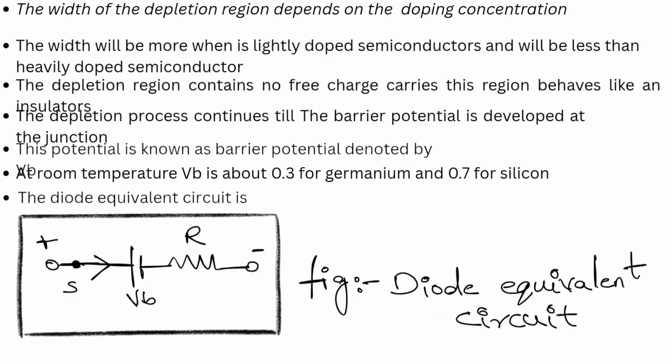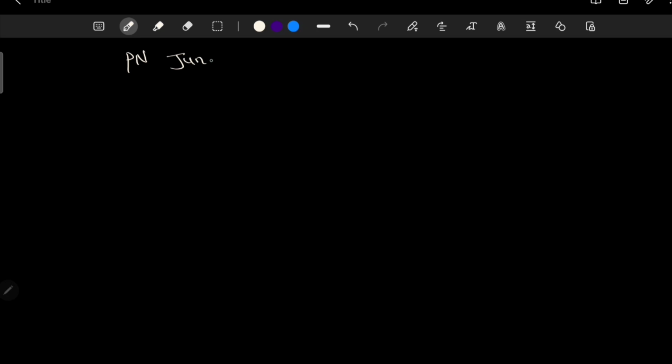Like that, the diffusion process will be continuous until the depletion region is formed. So the width of the depletion region depends upon the doping concentration. We already know doping is nothing but adding impurities. These N-type and P-type are the impurities. So if we add more impurities, we have less width. So these are inversely proportional. At room temperature, the potential barrier of germanium is 0.3 and for silicon it is 0.7. Now this is the equivalent circuit diagram of diode, and now we will see the formation of PN junction diode.